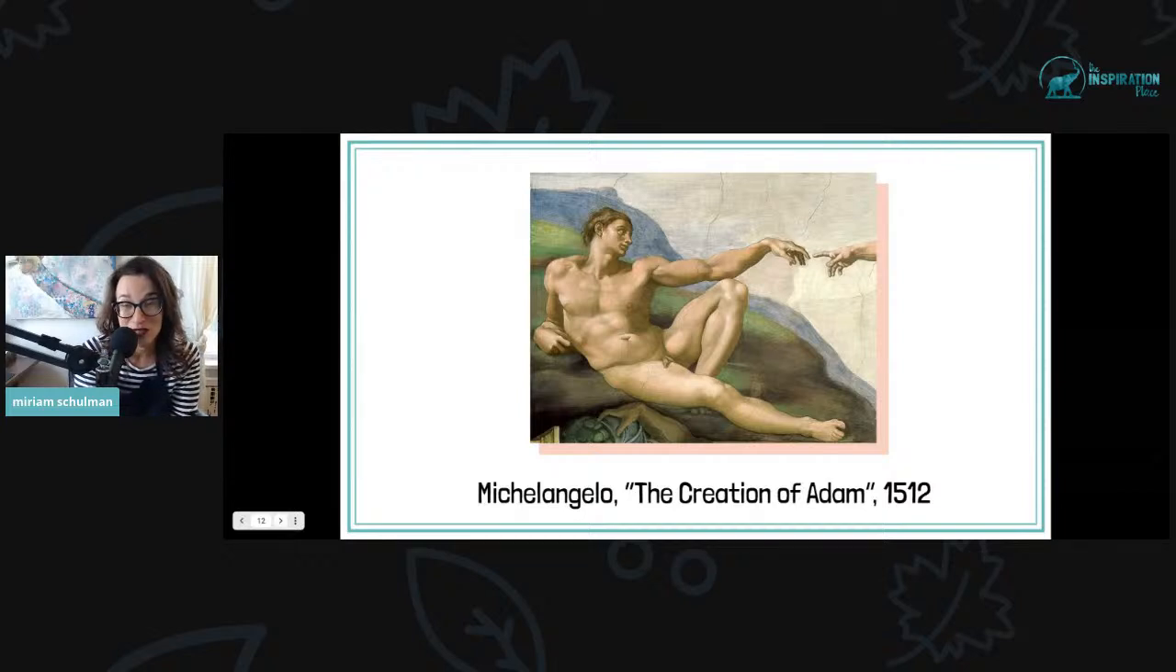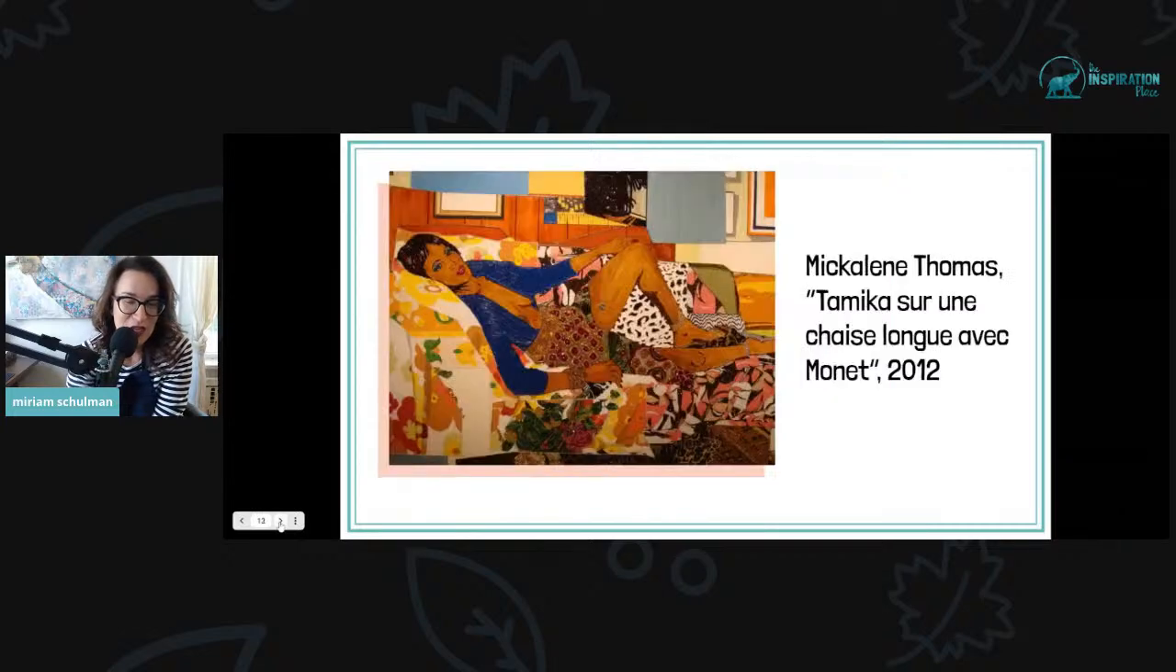I love posing the figure this way. It is a beautiful way to show the male body, and I love the different movement of having the knee up and the leg outstretched, the arm outstretched. I want to show you some other examples of artists who have used similar poses. This is by Micheline Thomas. So it's not a fully nude figure, but the pose is the same.